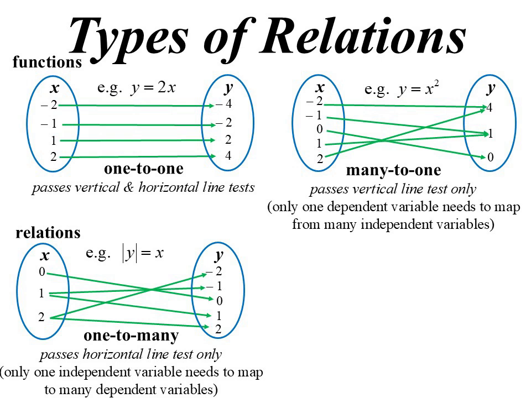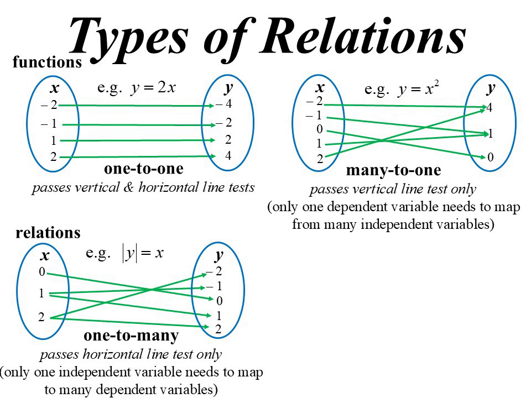Now, if we look at that, we can see that, yeah, it does satisfy the horizontal line test. It doesn't matter where we put it. It only will cut it once if I drew a horizontal line in, but it fails the vertical line test. So it's a relation. That's what we call one to many, which then leads us to the last type.